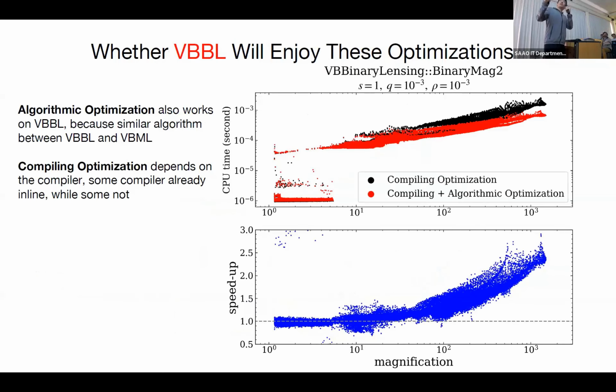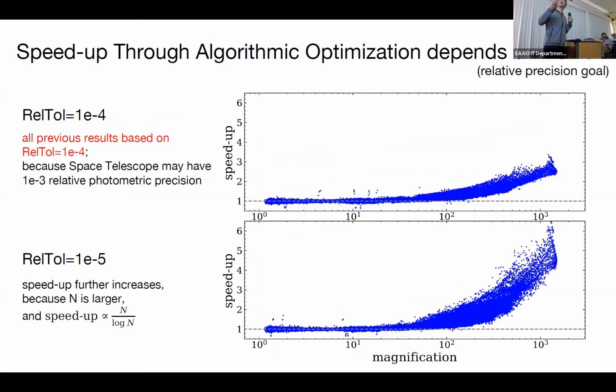Another issue is whether VBBL will enjoy these optimizations. The answer is that VBBL will also enjoy the algorithmic optimization, because VBMicroLensing and VBBL use a similar algorithm to find the largest error or to order an image. So you see here is the result for VBBinaryLensing, and the speed up is also around 2.5 times at 1000. But the compiling optimization is kind of tricky because it depends on the compiler. Some compilers already inline all the complex operations, but some will not. So I would suggest you use the newest version.